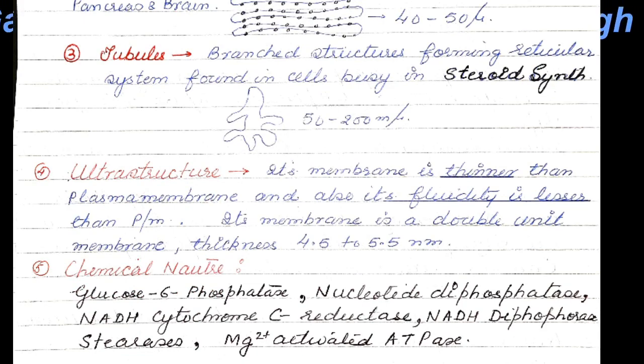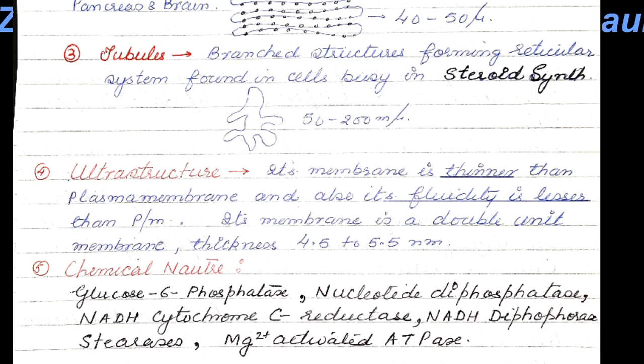The membrane of endoplasmic reticulum is thinner than the plasma membrane, and also its fluidity is lesser than that of the plasma membrane. Its membrane is a double unit membrane as of plasma membrane, and its thickness is around 4.5 to 5.5 nanometer. So it is not hugely different from plasma membrane.